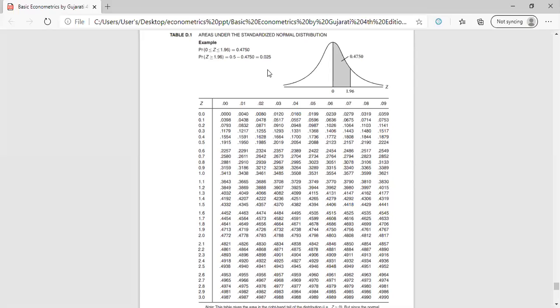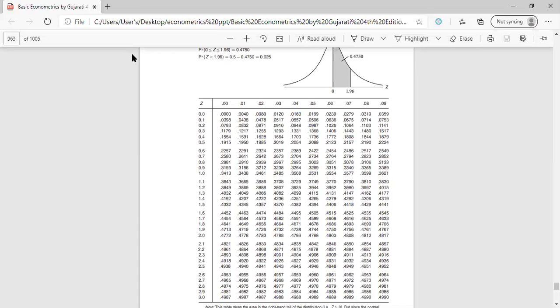Like in this example, from minus 2.25 to 0, and then again 0 to infinity. I understood the part 0 to infinity, but for this particular table.